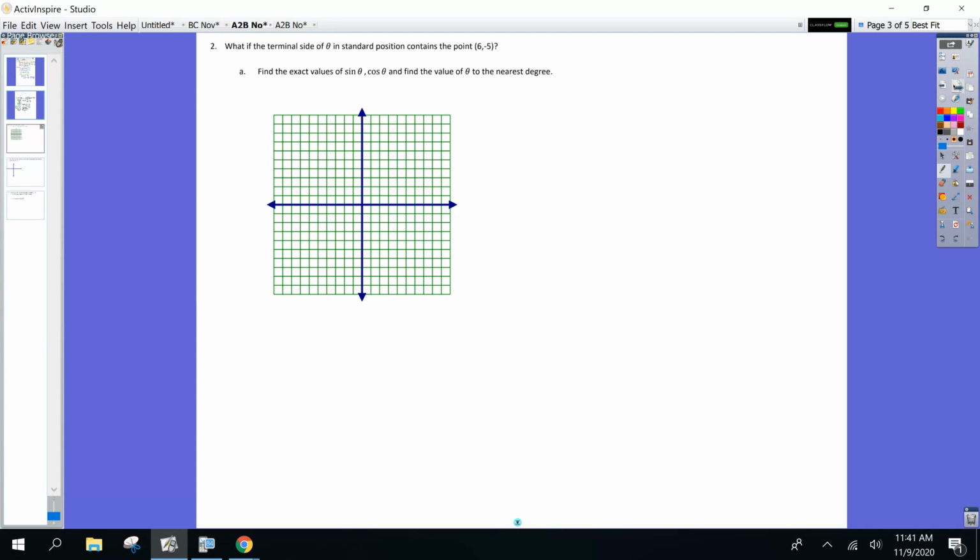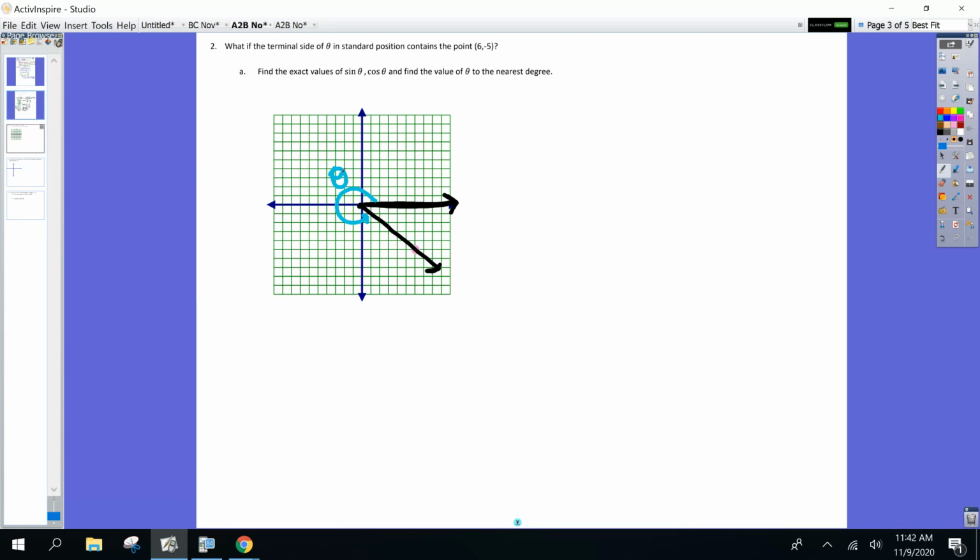Same question. Now the terminal side goes through 6, -5. So here's my x-axis. Make sure you graph 6, -5 now. 1, 2, 3, 4, 5, 6, 1. Right here. So again, we're in the 4th quadrant, right? So remember, this is theta right here, guys. This is theta. In the 4th quadrant, that's theta.